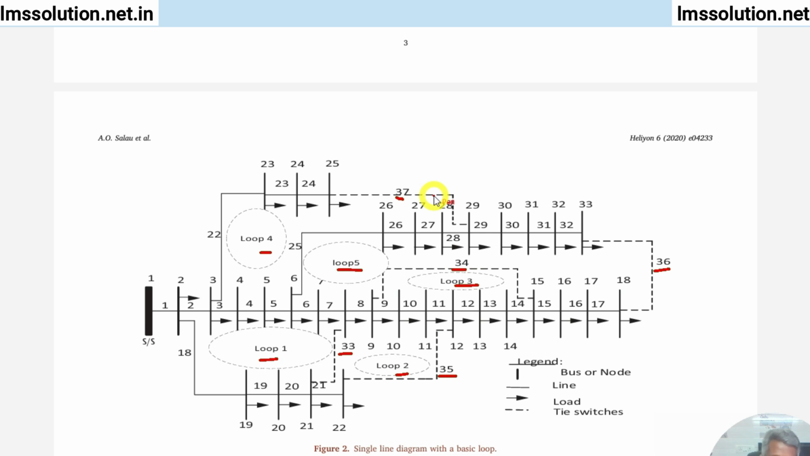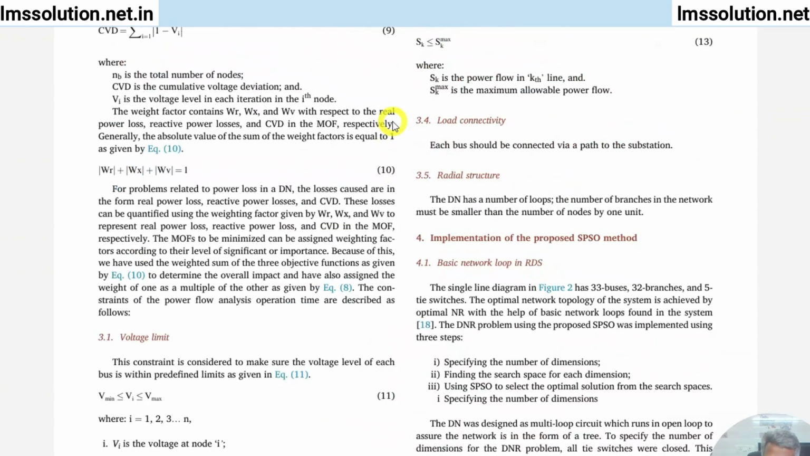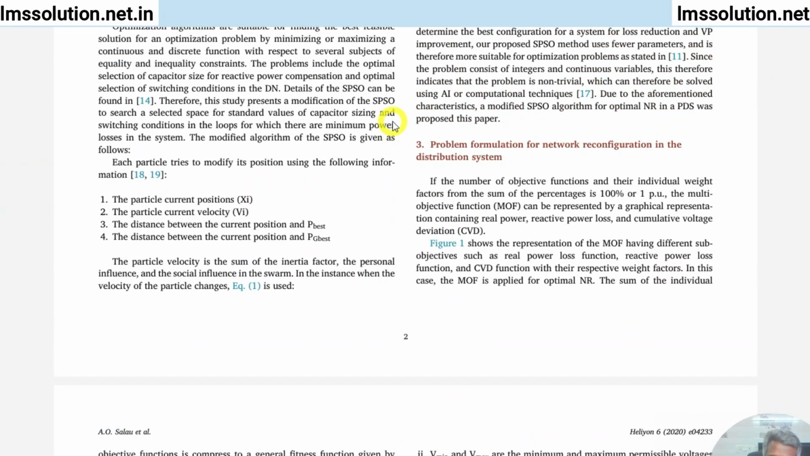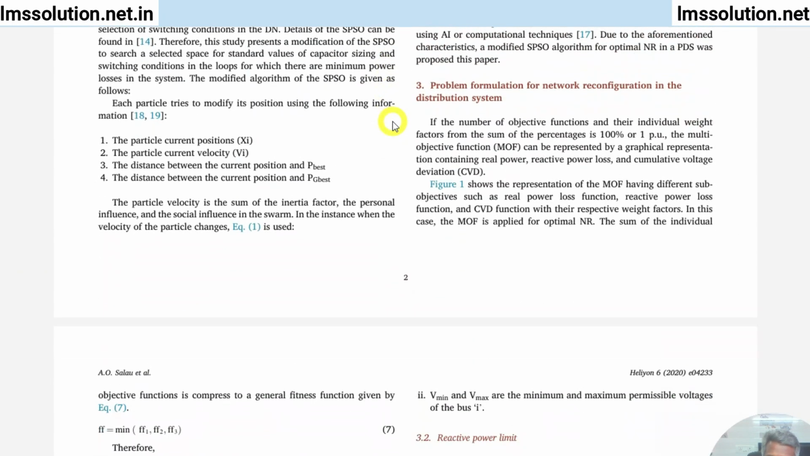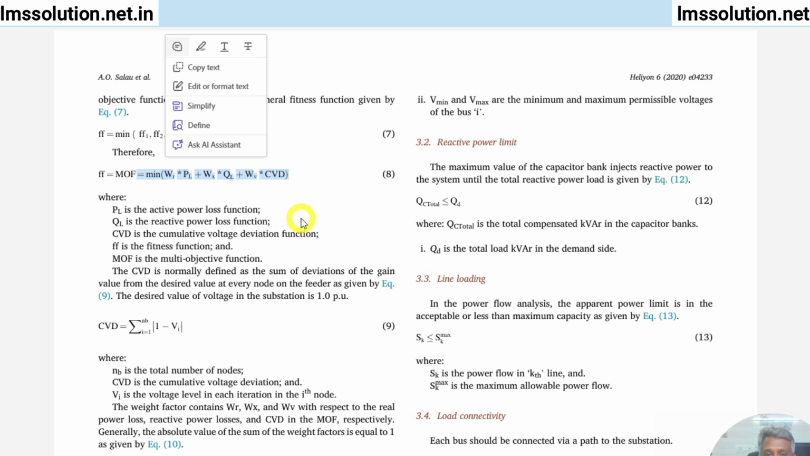Okay, so for that they have some equations. So here you see that, right? They are formulating the objective function for network reconfiguration. So here you see, this is the objective function they considered for applying the network reconfiguration to minimize the power loss as well as enhance the voltage profile.